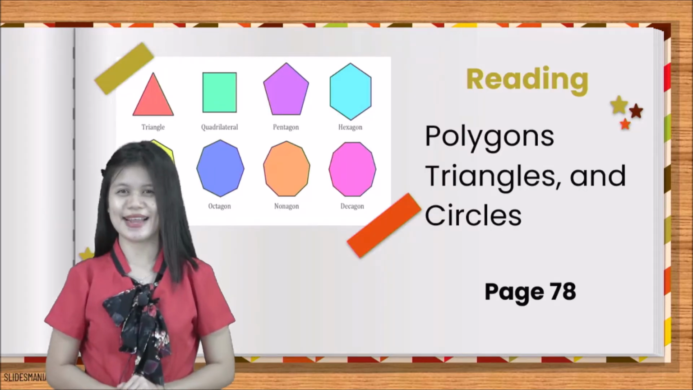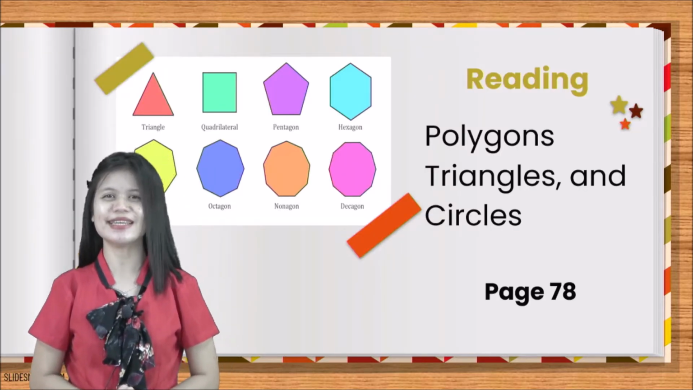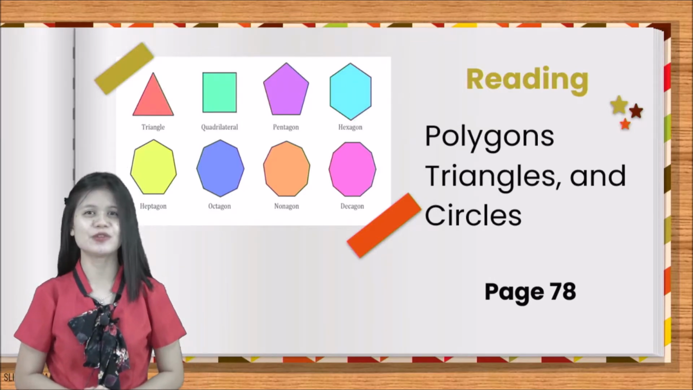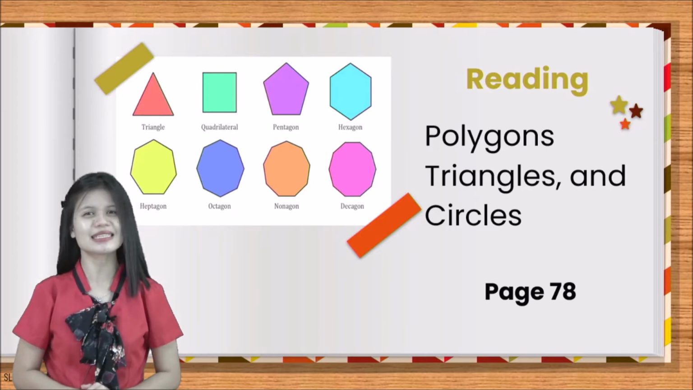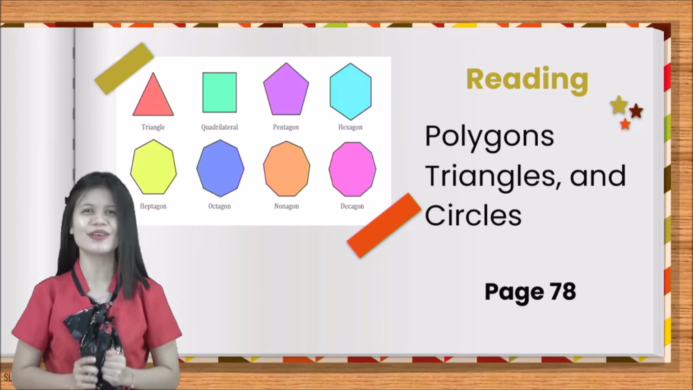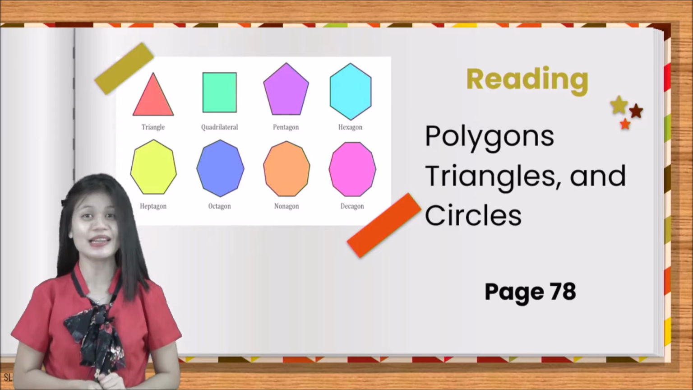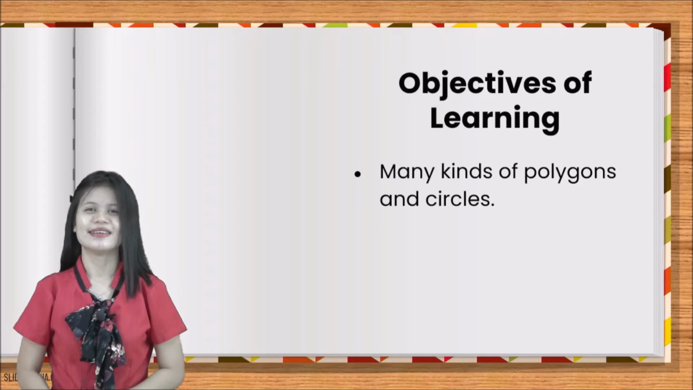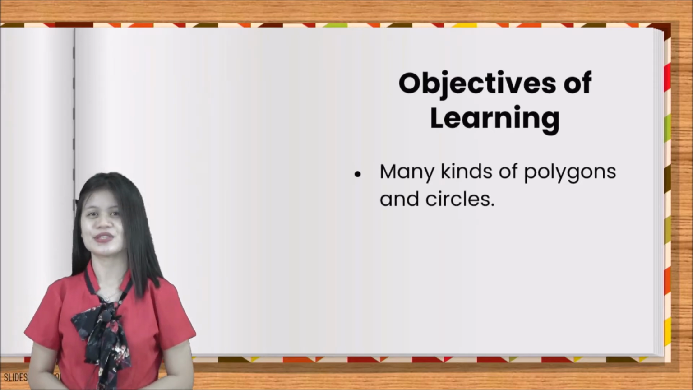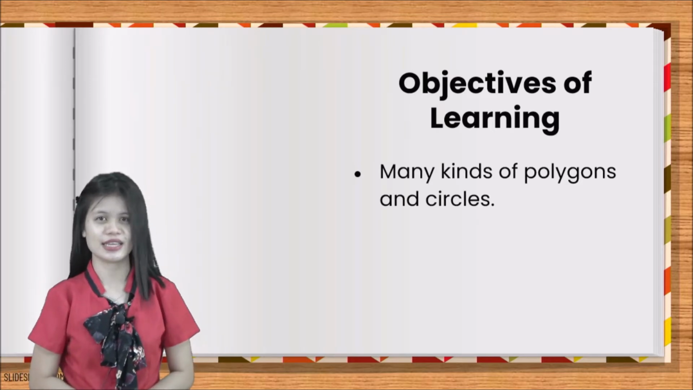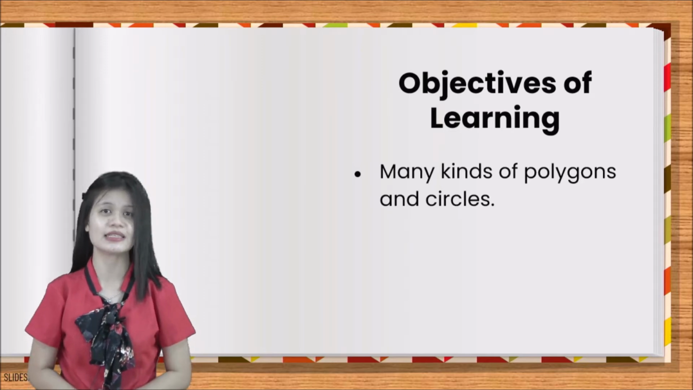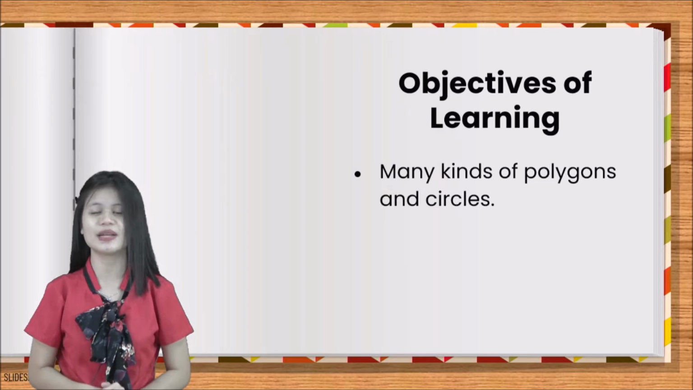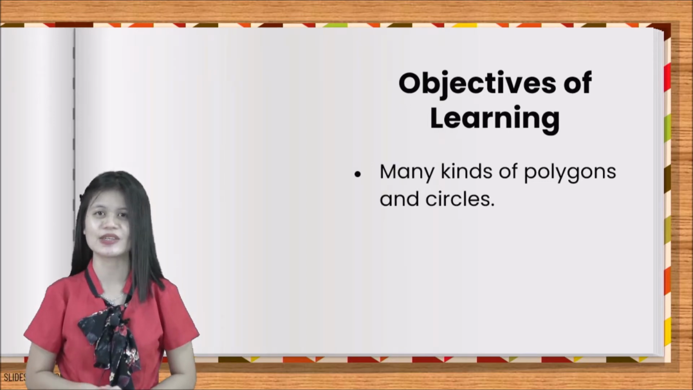Alright. Today, again, our title for our lesson is Polygons, Triangles, and Circles. If you do have your reading book today, please get it. Together with me, we will answer our activity later on. This is on page 78. Look around. Can you see some things that are in different shapes? Today, we are going to learn about many kinds of polygons and circles.